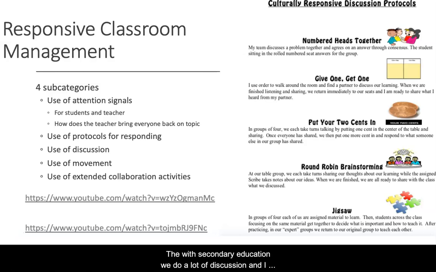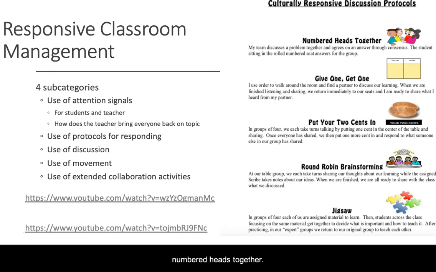Okay, so with secondary education, we do a lot of discussions. And I think we've all participated in a discussion or have tried to execute a discussion that has fallen flat. So these are a couple different ways that you can create culturally responsive discussion protocols. What they do is they make everyone participate, no matter who they are, what level they're at, if you're gifted and talented, you're disabled, English is a second language, or if culturally they're not encouraged to speak up in class. So if you look to your left, you can see the culturally responsive discussion protocols. And I'm going to go over a few of these so you understand them a little bit better.